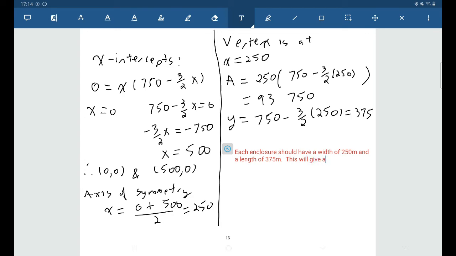This will give a maximum area for each enclosure of 93,750 square meters. And there we go. We've solved our problem. The original problem was, what are the dimensions of each enclosure? So each one should be 250 by 375.